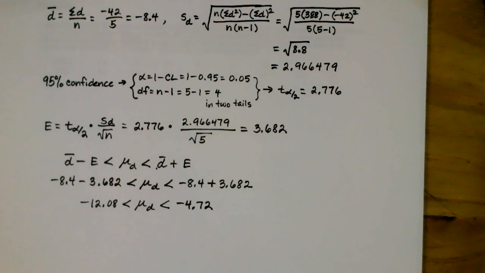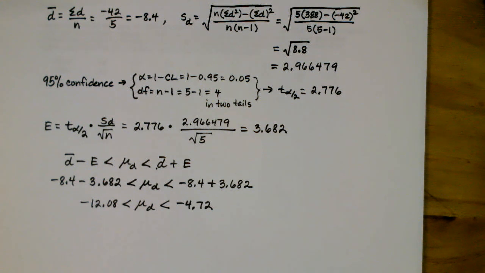So to interpret that confidence interval, it means that we are 95% confident that the true mean of the population of differences between hospital admissions falls between negative 12.08 and negative 4.72.